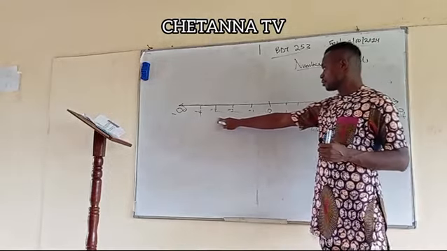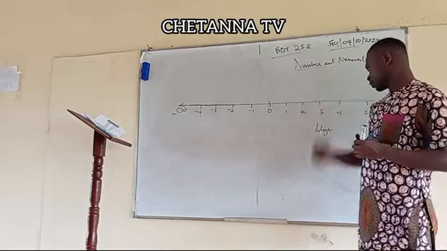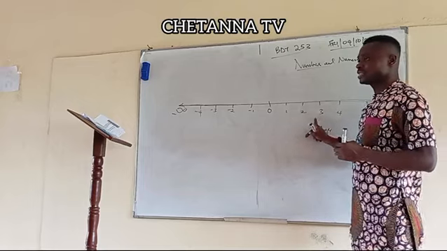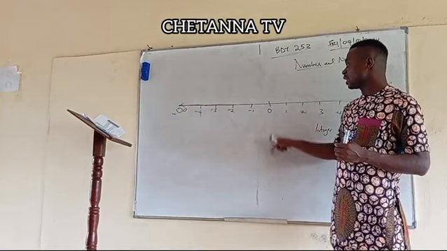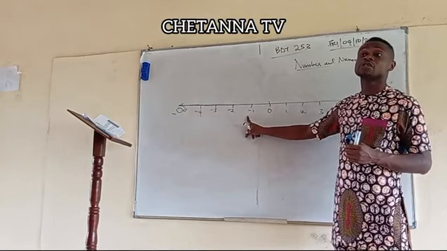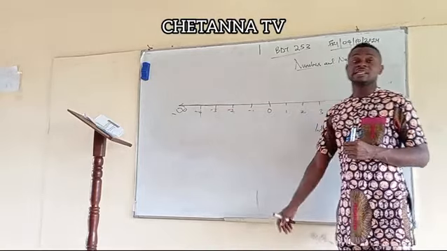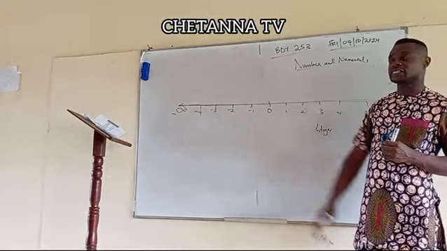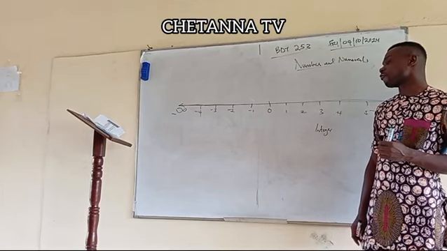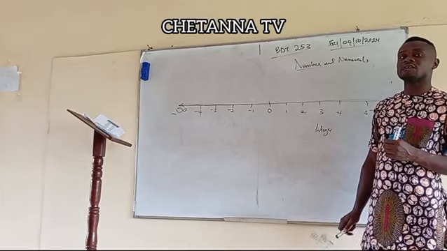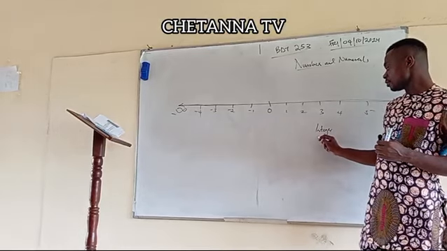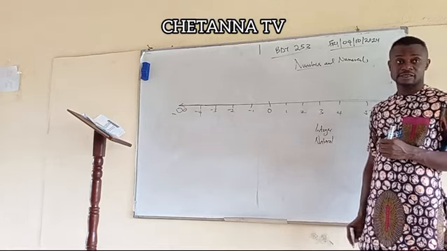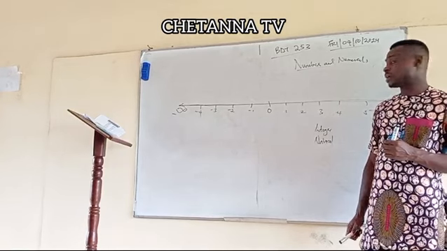Look at them, integers. So 5 is an integer, 4 is an integer, 3 is an integer, 2 is an integer, 1 is an integer. Minus 1 is also an integer, till infinity. So we have positive integers, we have negative integers. Cool. The next one is natural numbers. Natural numbers.